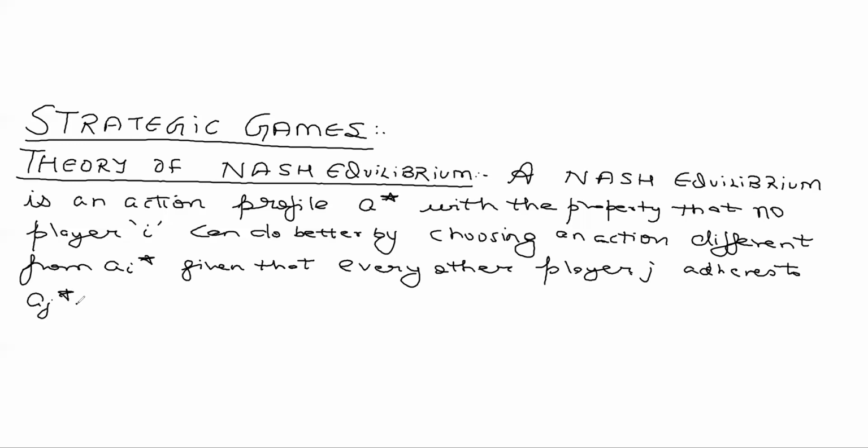Okay, so a Nash equilibrium is an action profile A star with the property that no player i can do better by choosing an action different from ai star, given all the other players j are playing aj star. That simply means once you have achieved the Nash equilibrium profile, you would not want to deviate from that, because that will give you the highest payoff or the highest satisfaction.